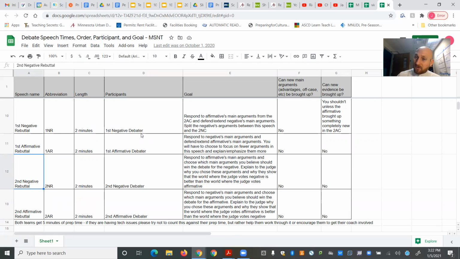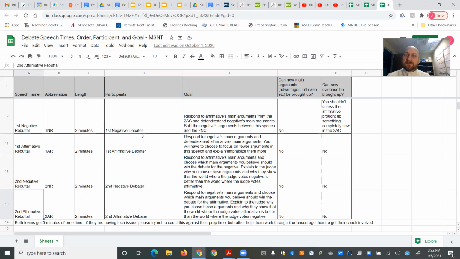If you have extra time and you don't know what to do, start thinking about, if you were the affirmative, if you're the second affirmative rebuttal, what would you say at the end of this debate? How would you try to win this debate? And then get ready for what they're going to say and make sure you give the best speech you can give for your side.